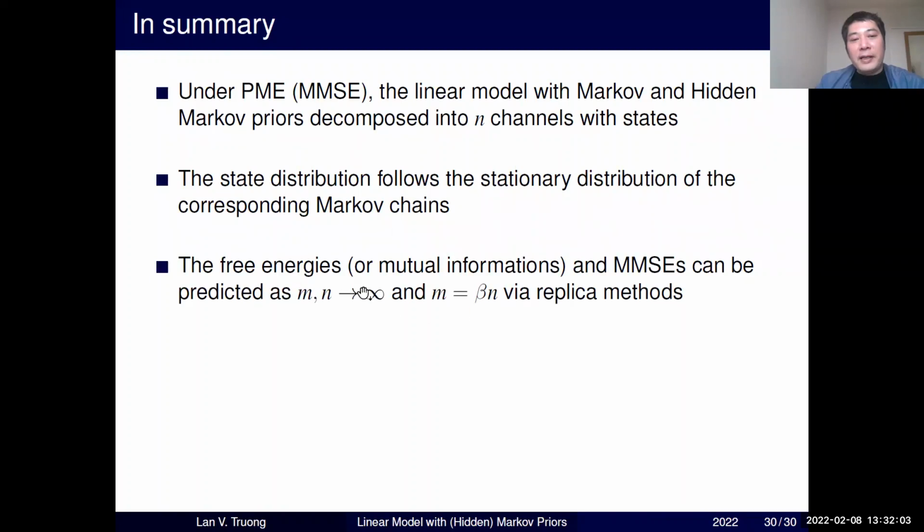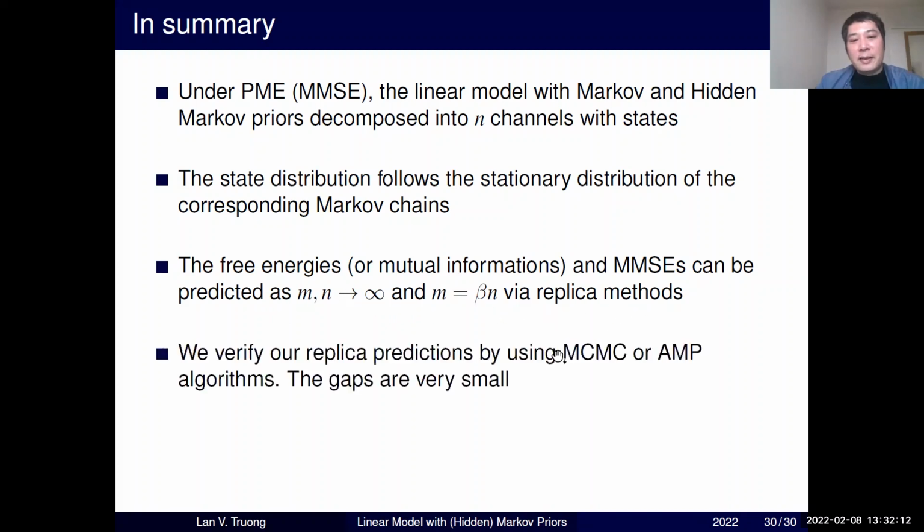And we also provide free energy and MSE formulas when M and N tend to infinity by using the replica method. And we verify our replica prediction by MCMC for the linear model with Markov priors, and AMP for the linear model with hidden Markov priors, and the gap is very small. So that's all for my presentation. Thank you. If you have a question, please let me know.